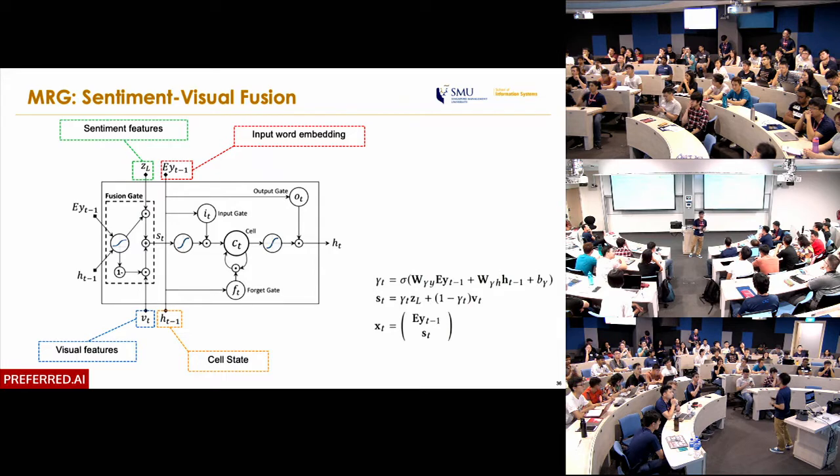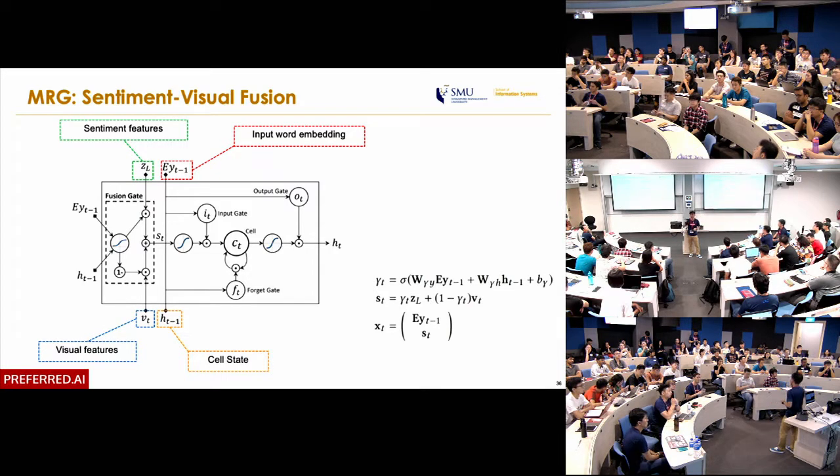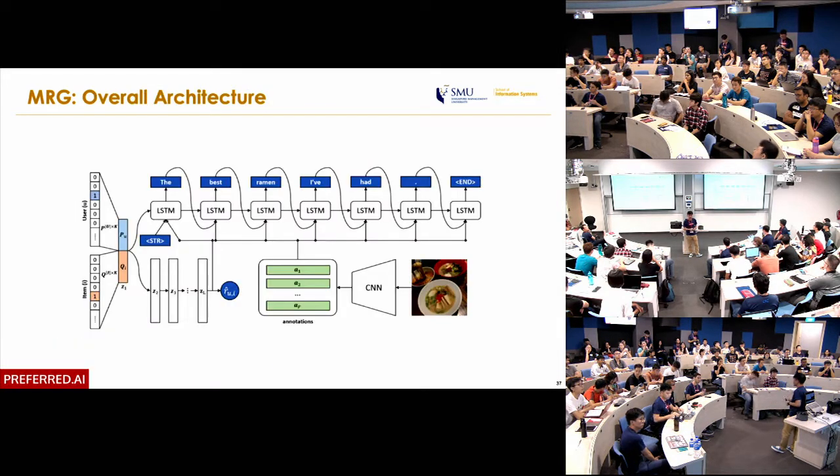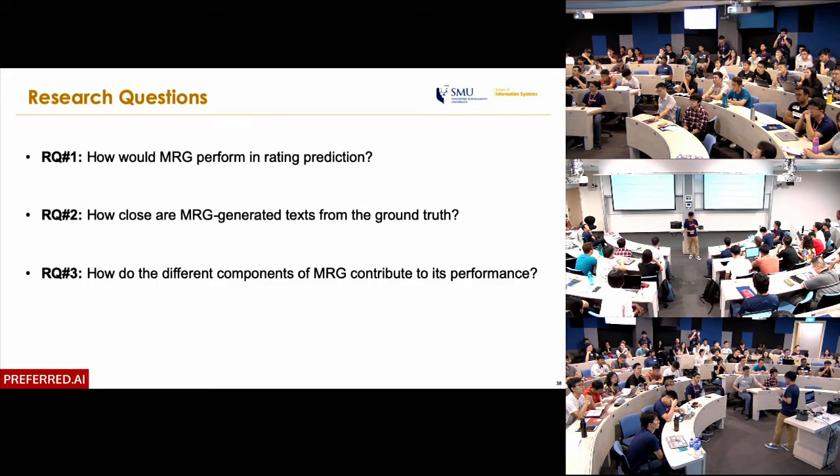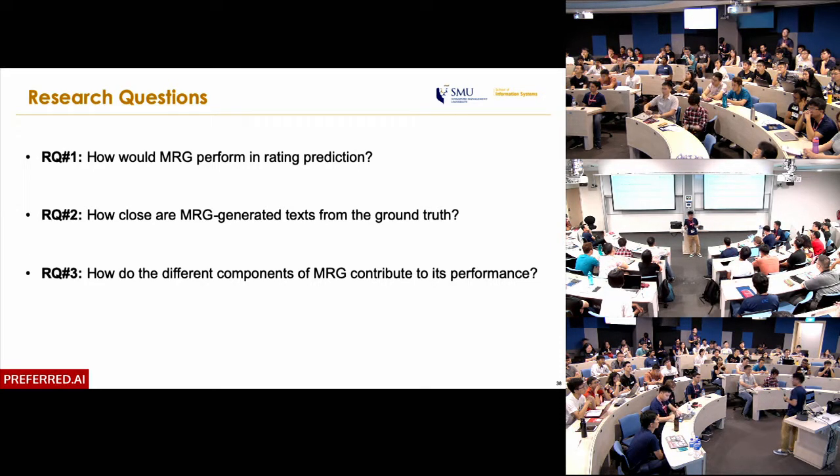So that's why we have our LSTM cell, which we plug into the recurrent neural net. Here is the overall architecture, where we have a complete picture of the model with 3 components. After designing the model, we want to answer 3 questions. The first question, of course, is the performance of the recommendations. We want to see how well the model performs on the task of rating prediction.